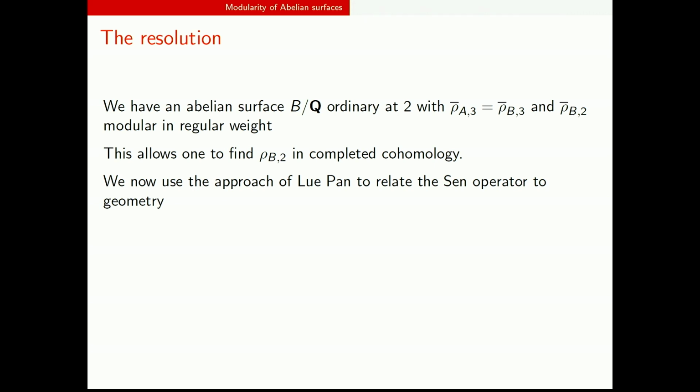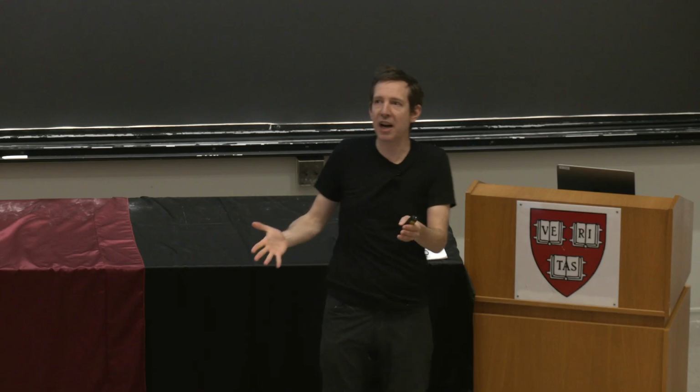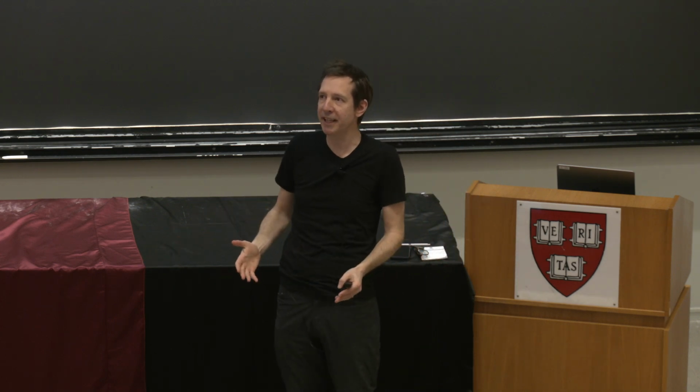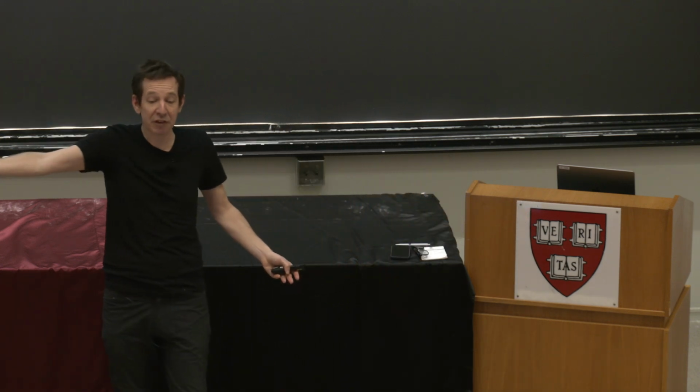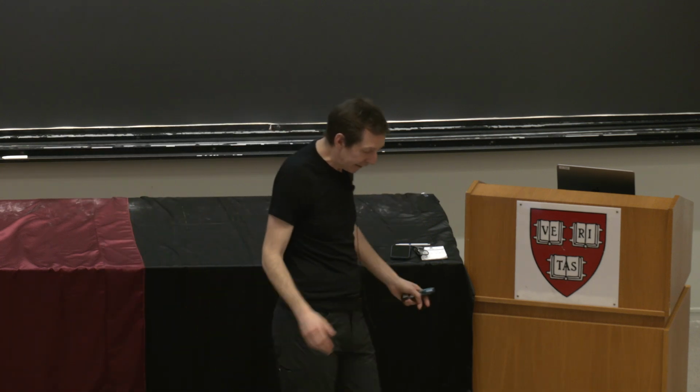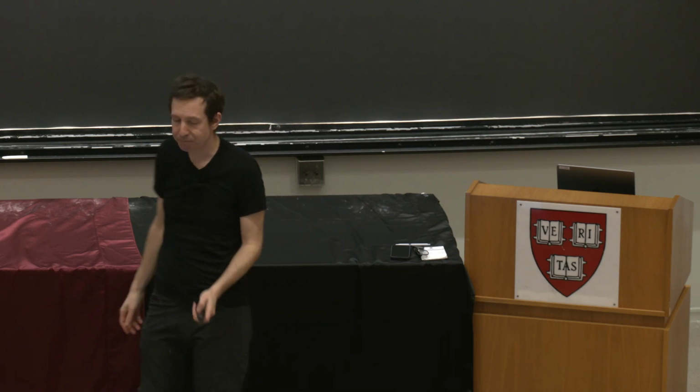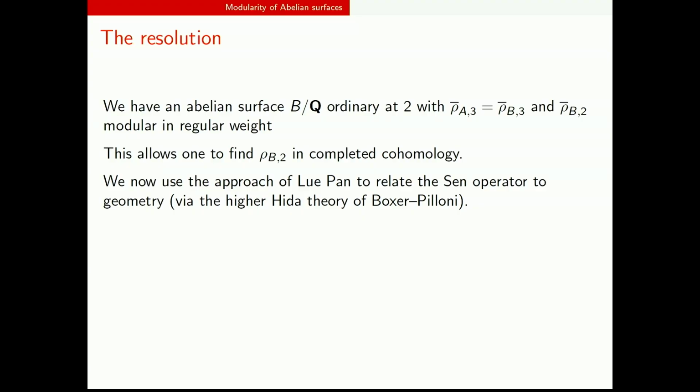And one reason we can do this is, particularly in this situation, as I showed you, even in this case of this four-dimensional representation that's ordinary, you can tell if it looks like it should be classical or not from the Sen operator. The Sen operator is controlling whether you think the Galois representation is classical. And so, if you can construct, on the geometric side, an operator which is the geometric manifestation of that Sen operator, and this operator is telling if it's classical or not, then you can do exactly what Lue Pan did and derive classicality. A key ingredient here is just the higher Hida theory of Boxer and Pilloni.